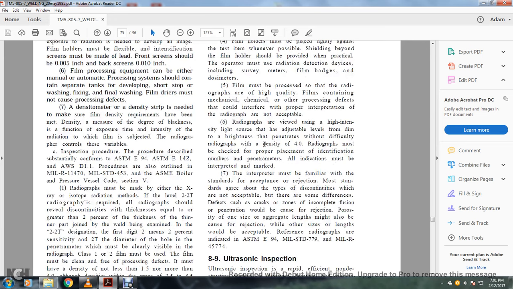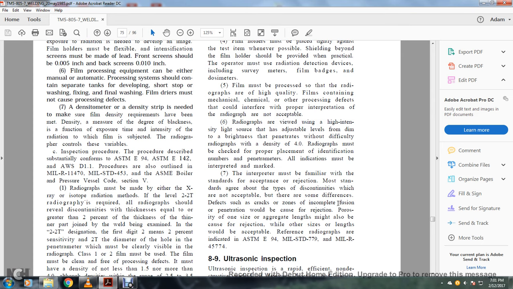Radiographs are reviewed with a high intensity light source with adjustable levels of brightness for penetration without difficulty, up to a radiograph density of 4.0. Radiographs must be checked for proper placement and identification number of the penetrameters, and all indications must be interpreted and marked. The interpreter must be familiar with the standard for acceptance and rejection. Most standards agree on the types of discontinuities which are not acceptable, but there are some differences.